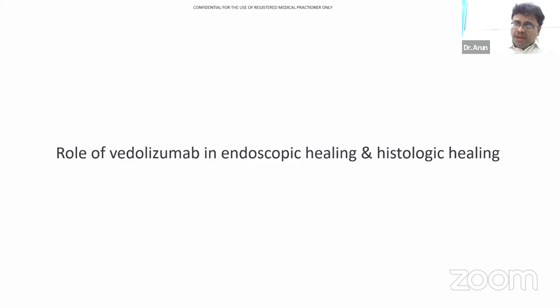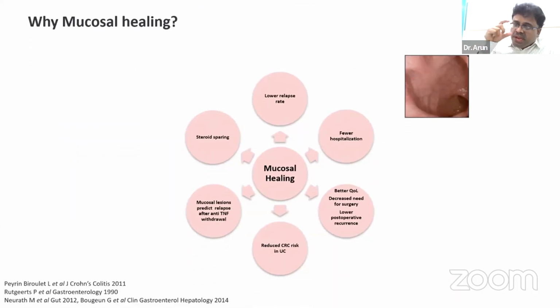And endoscopic healing as well as your histological response, that's very important. Why is mucosal healing very important? Because we need to look for steroid-sparing effects, the lower relapse rate, fewer hospitalizations, and quality of life will be significantly improved, and reduction of your colorectal malignancy risk, and the mucosal lesion predicts relapse after anti-TNF withdrawal.